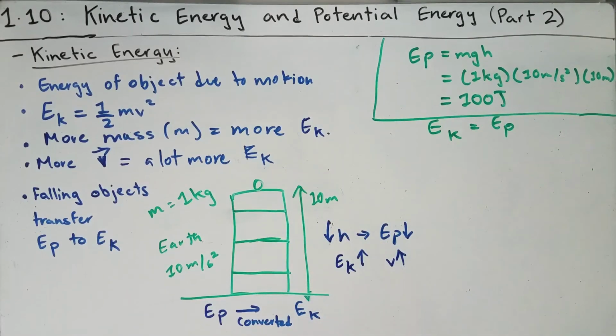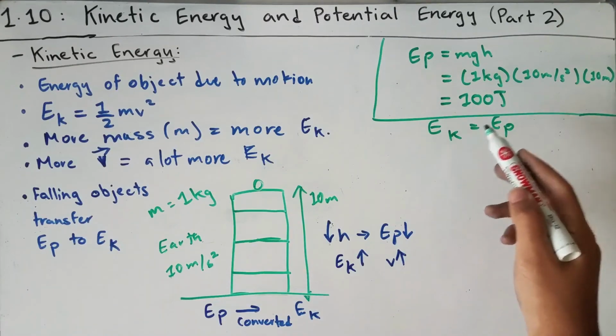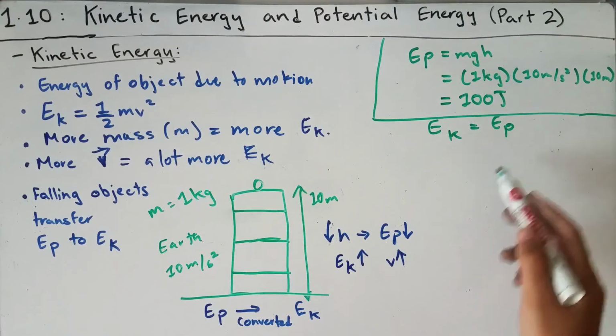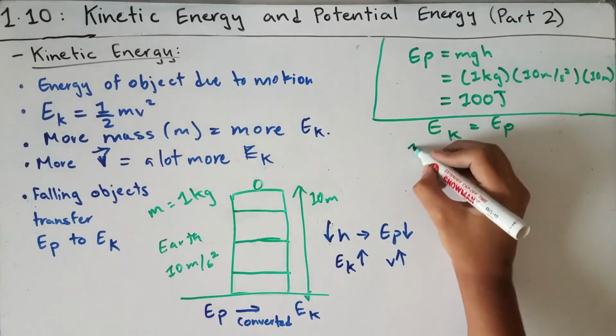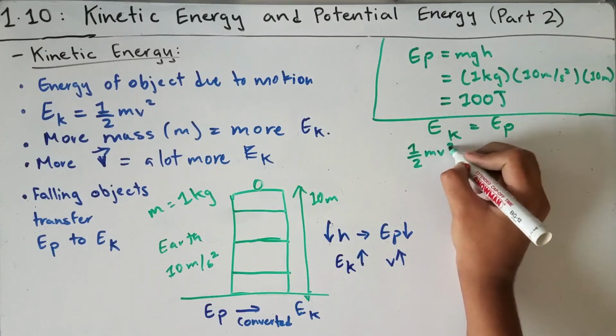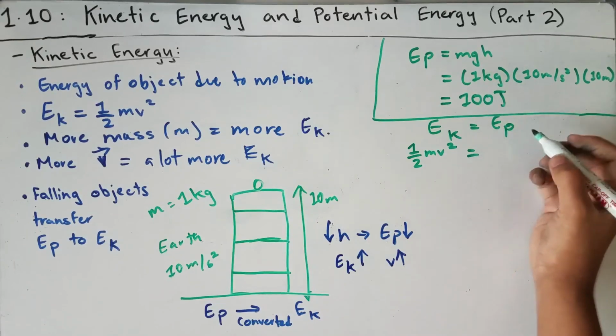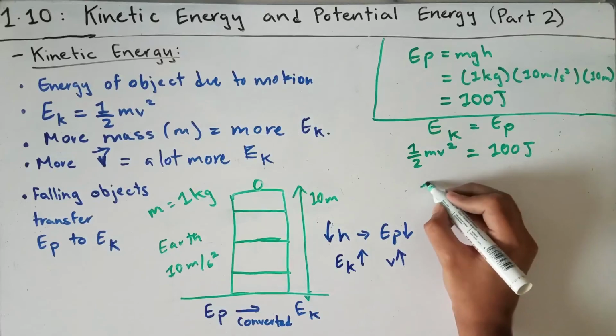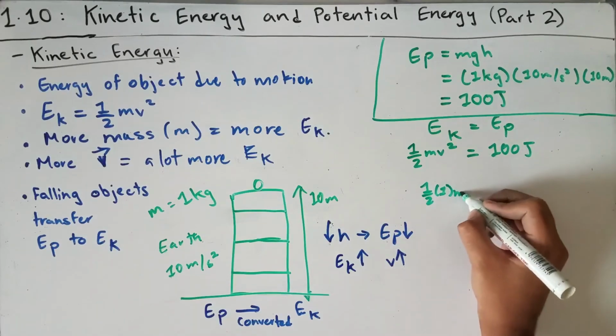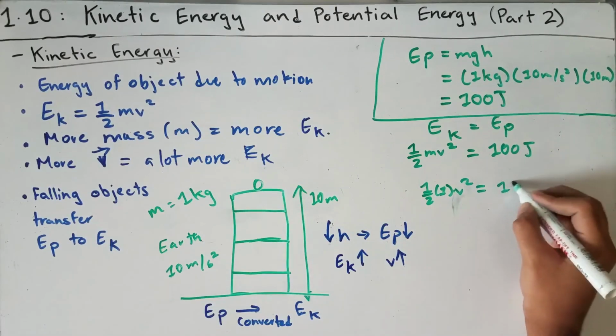So using the law of conservation of energy, we can say that the kinetic energy of the ball will equal its potential energy as soon as the ball hits the ground. And we can also find the final velocity right before it touches the ground. We know that the kinetic energy of the ball is 1/2 of its mass times velocity squared, which will equal the potential energy of 100 joules. The mass of the ball is 1 kilogram, so 1/2 of 1 is just 1/2, times the velocity squared equaling 100 joules.